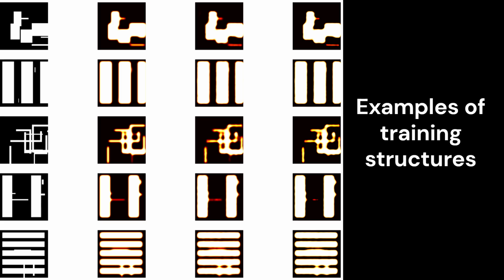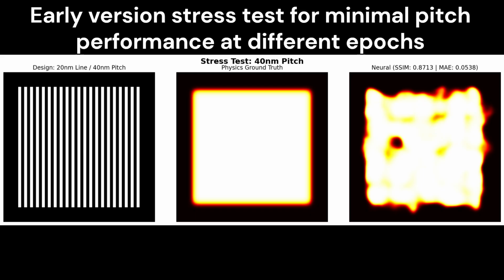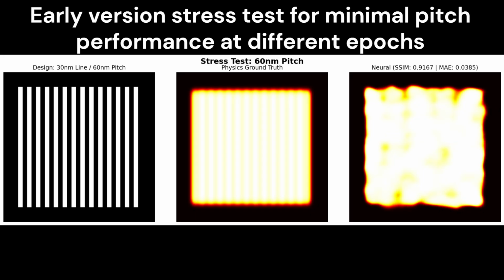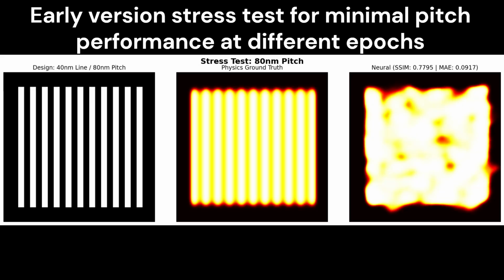Bypassing the immense computational bottleneck of rigorous physics allows us to rapidly prove that the AI can learn the continuous mapping from mask geometry to aerial image. To ensure the network learned actual physics rather than memorizing patterns, we rigorously verified the outputs using localized critical dimension metrology slices across sensitive minimum pitch distances.